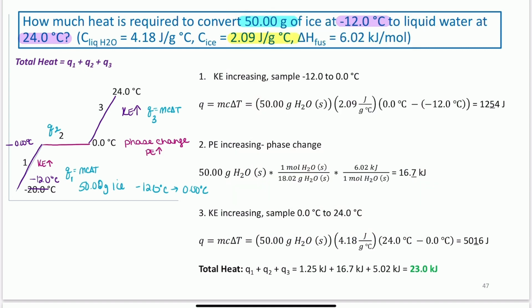So that's where I see I've got 50 grams of water, solid phase, times the specific heat of ice, times my change in temperature, 0 degrees C minus negative 12 degrees C. It gives me 1254 joules. And I've underlined my sig figs there. Grams have canceled, degrees C have canceled, and I'm left with joules.